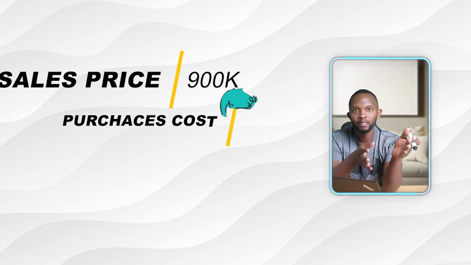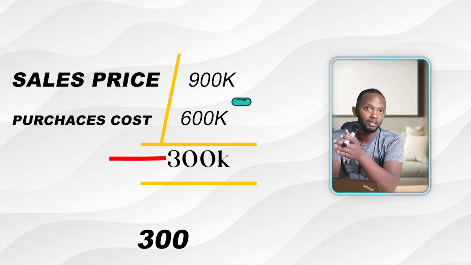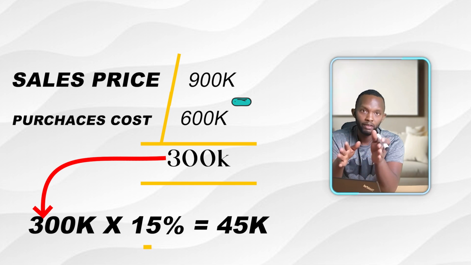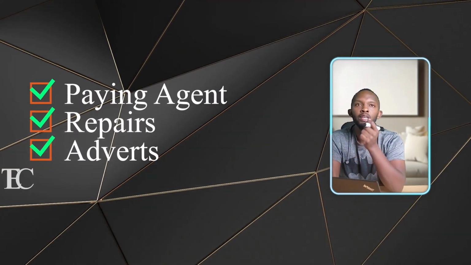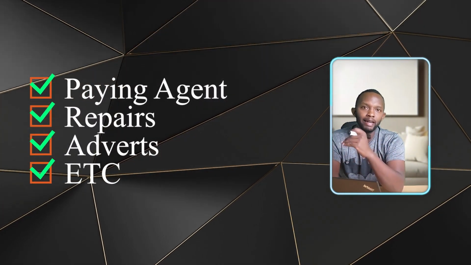You can calculate the amount payable by taking the sales price, deduct the cost of purchase, and then you pay 15% on whatever remains. However, you can lower the amount payable by deducting any cost that you have incurred in developing the property that you've sold. So if you are selling a house and you incurred costs paying a real estate agent, doing repairs on the house, advertising the house, you can deduct that, and then whatever remains, you pay 15% to the government.